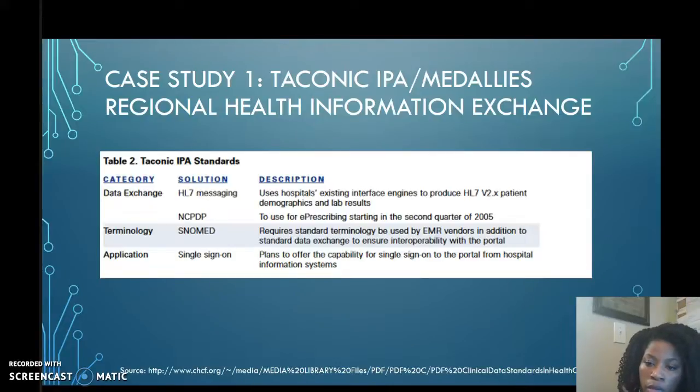The data from the hospitals and labs were consolidated in the MedAllies data repository. The portal was integrated with the hospital's medical record system to allow for electronic review and signature of transcriptions. These are the standards that were put in place to ensure for the new system. So the standards that they used on this project: the data exchange, the terminology standards, and application standards.